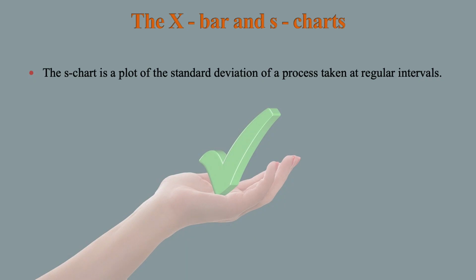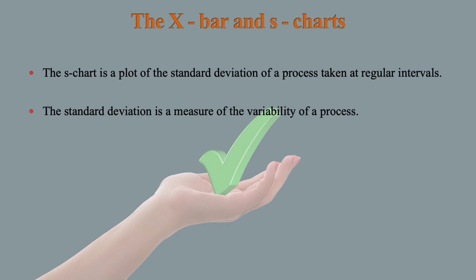But dear students, in calculating, if you get the value of LCL, that is the lower control limit, as negative, in that case you have to take LCL equal to 0, because negative dimensions do not carry any meaning. The S chart is a plot of the standard deviation of a process taken at regular intervals.